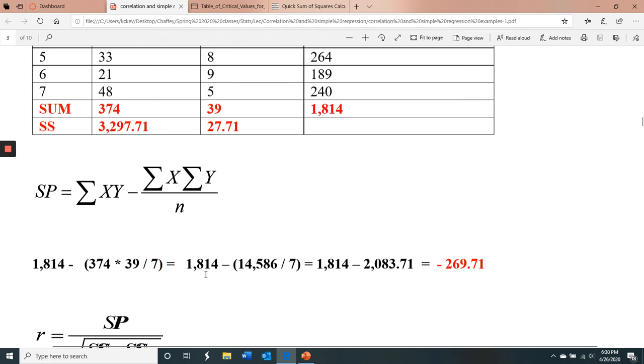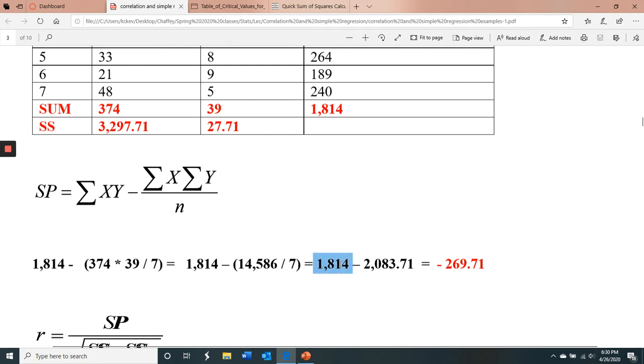So our sum of xy will weigh as we multiply the sum of x times the sum of y, which equals 14,586. Then we have to divide that by n. N is 7. We have 7 people in our sample. So 14,586 divided by 7 is 2,083.7.